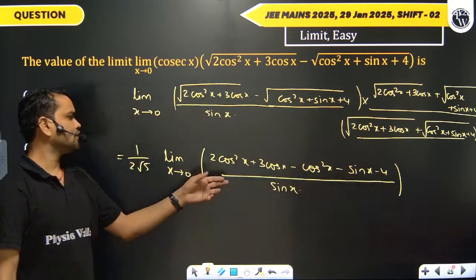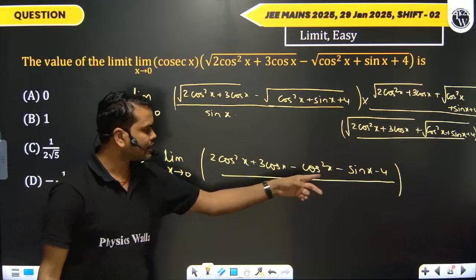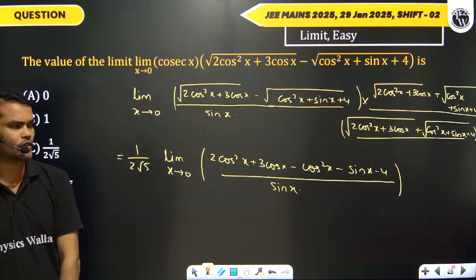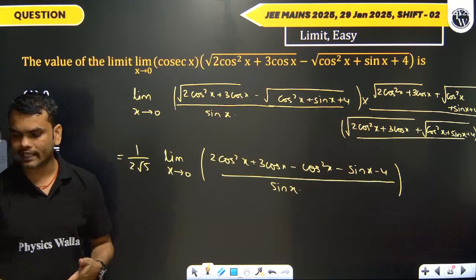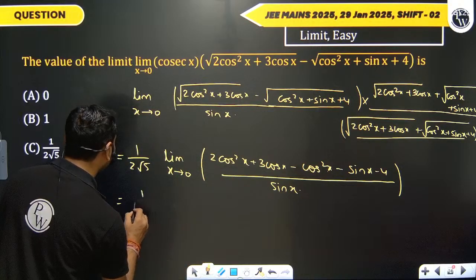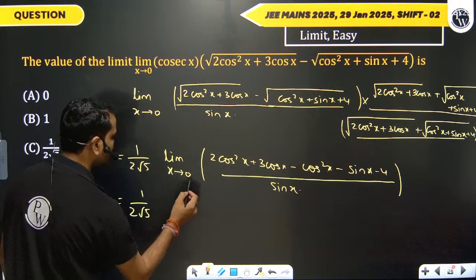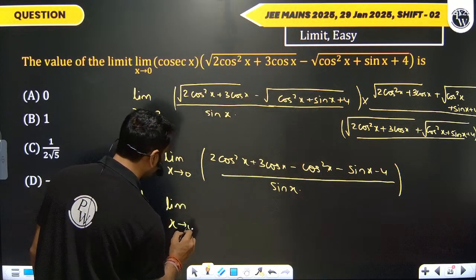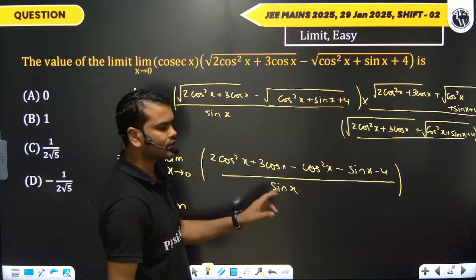Now we place the value 0. Now if we place the value 0, it is 5, and this value is also minus 5. It is again 0 by 0 form, right? So what can you do? You can directly apply L'Hospital rule, right? So when you apply L'Hospital rule, you are going to differentiate it. So limit x tends to 0, differentiate the numerator, differentiate the denominator.